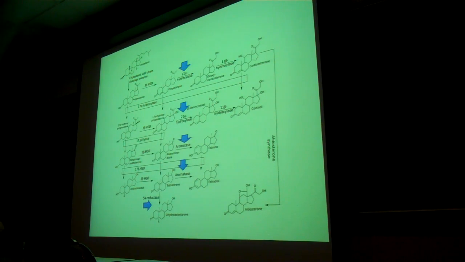Normally, the default development is female. If you don't have any male hormones, you'll be born looking like a female. Or if you're born with a disease where you have receptors that aren't responsive to your male hormones, you'll be born looking like a female.